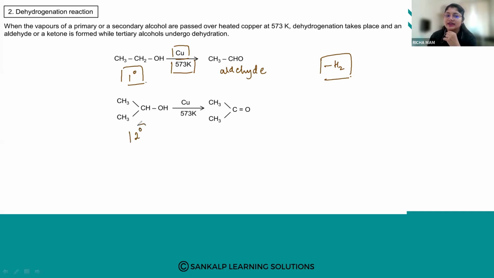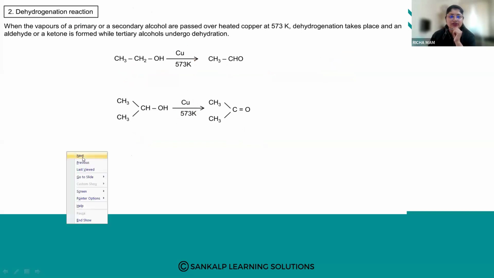Again, if you take a secondary alcohol and treat it with copper metal and heat at 573 Kelvin, we get the corresponding ketone. So the dehydrogenation reaction is also a general method of preparation. By this method, we can prepare both aldehyde as well as ketone. If I take a primary alcohol, we get an aldehyde. If I take a secondary alcohol, we get a ketone. So these two we had seen.